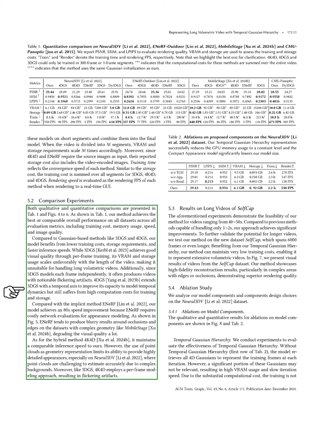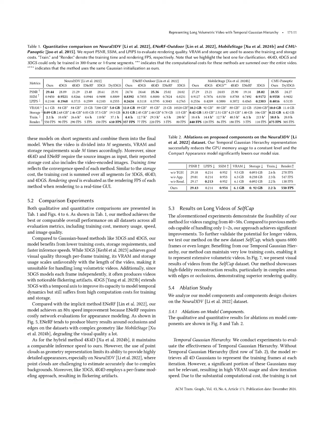In contrast, our model achieves an 80 times speed improvement over the implicit method ENeRF, which requires expensive network evaluations for appearance modeling. ENeRF also tends to produce blurry results around edges and occlusions in complex scenes, reducing visual quality. Although 4K4D has a similar inference speed to ours, its reliance on point clouds limits its ability to deliver detailed appearances, especially in challenging backgrounds like those in Neural 3DV. Like 3DGS, 4K4D's per-frame modeling leads to flickering artifacts as well.